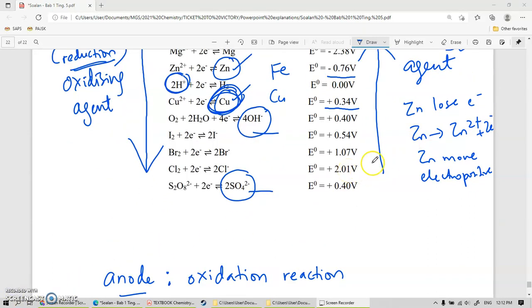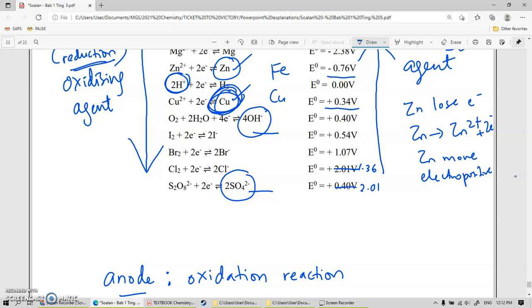There's a little bit of error in this appendix. Chlorine should be 1.36. And this sulfate is from the textbook; it should be 2.01. So when we compare OH- and SO4 2-, you compare the numbers. For OH-, this number 0.40 is less positive than for SO4 2-, this number 2.01. So OH- will be the one that goes through the oxidation reaction.